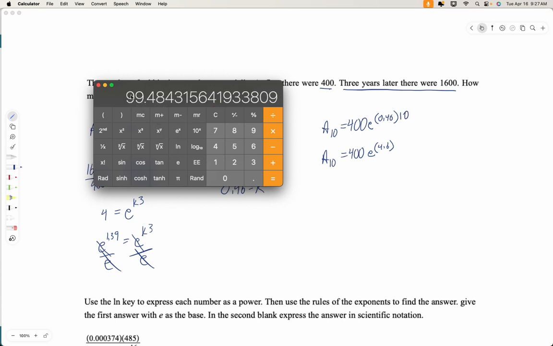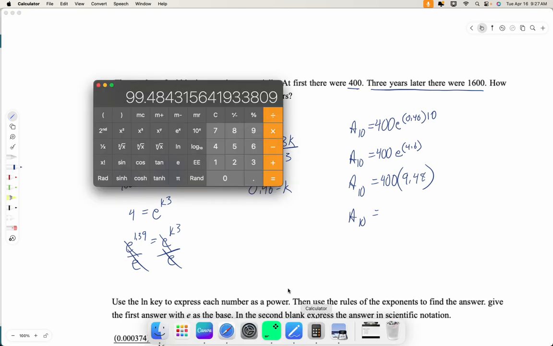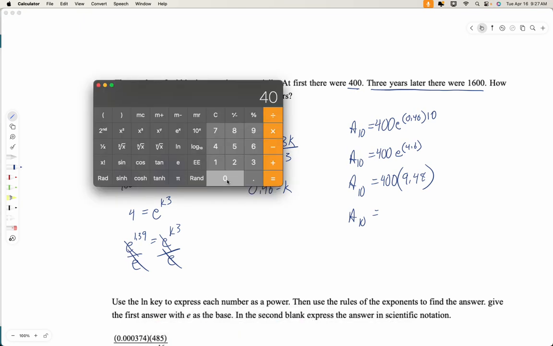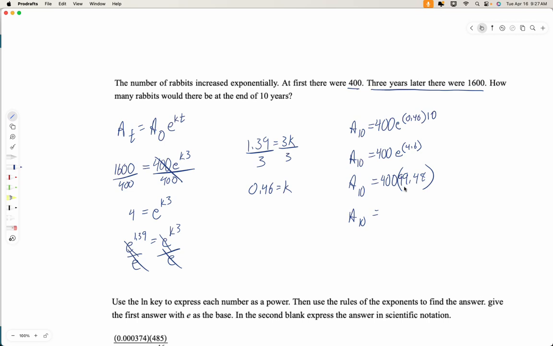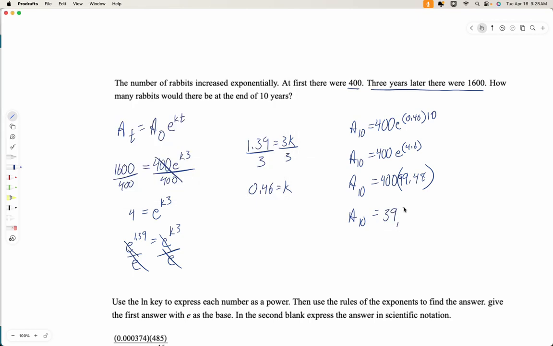We round it to 2 places, which is what we typically do. We would say 400 times that number. So the amount in 10 years is equal to 400 times 99.48. Now we just multiply, 400 times, sorry, that should be 99.48. 39,792. That's how you do those.